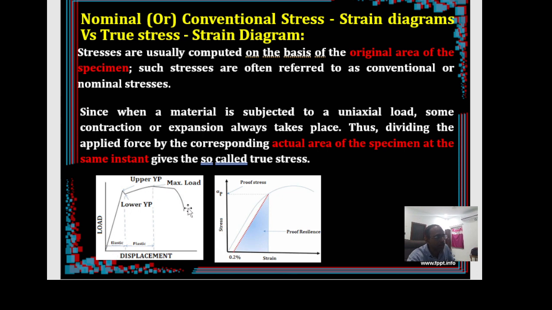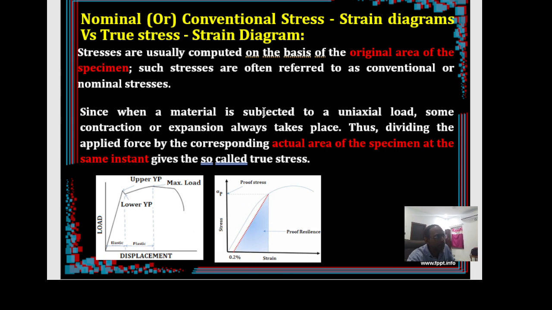Most commonly, rather than a load and displacement curve, usually you draw a stress and strain curve, stress on the y-axis and strain on the x-axis, right? So this is the more common diagram.